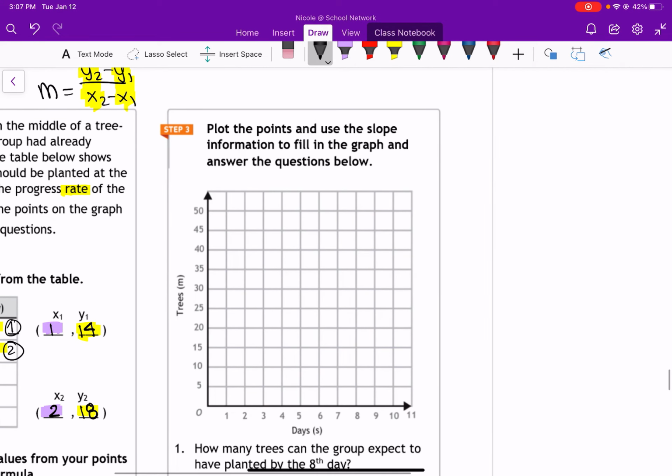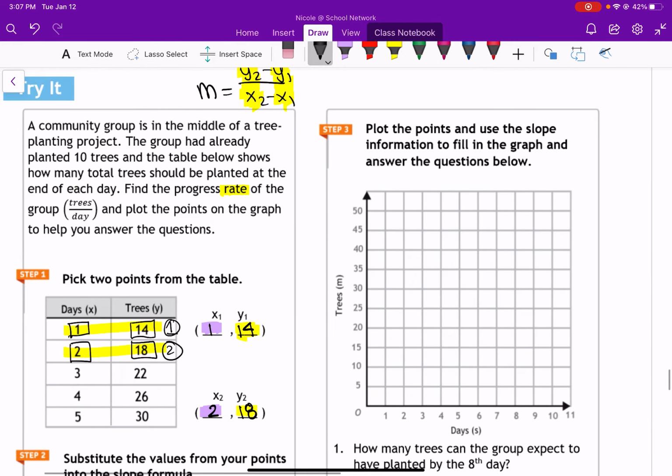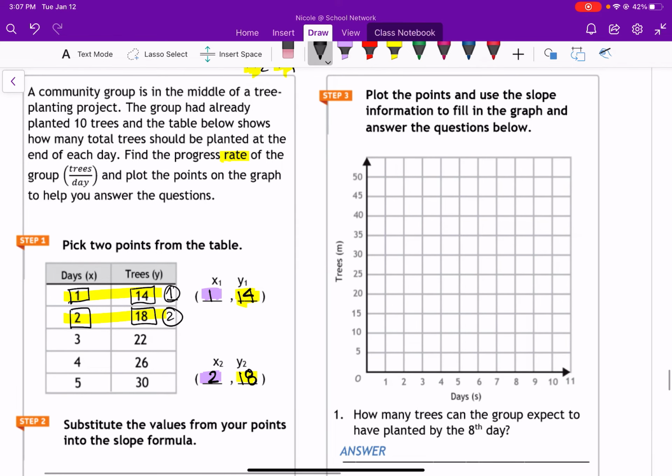Step 3, plot the points and use the slope information to fill in the graph and answer the questions below. Okay, so we have (1, 14), so about there. (2, 18). (3, 22). And I'm getting that from this table right here. (4, 26). (5, 30). Okay.